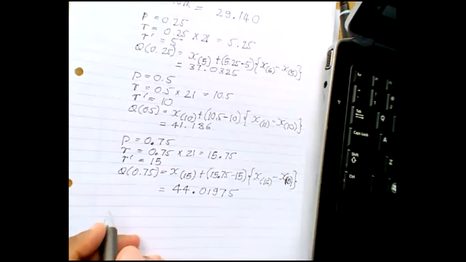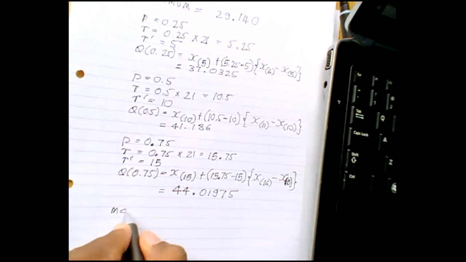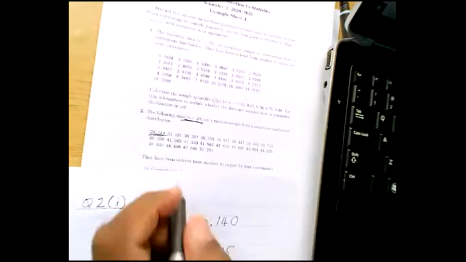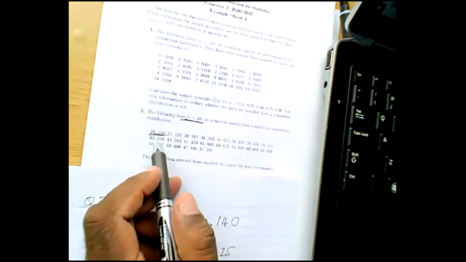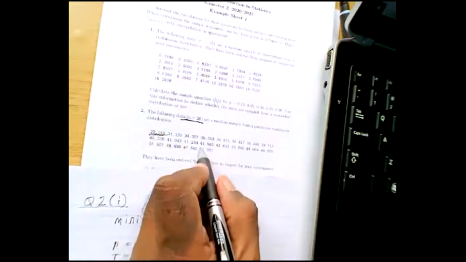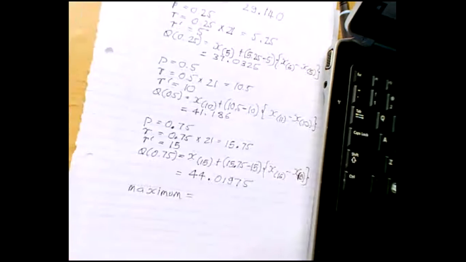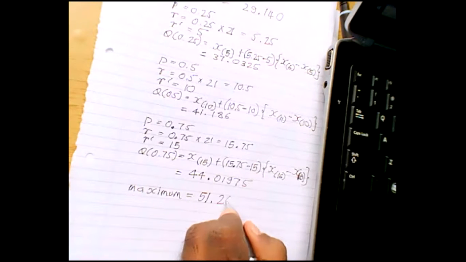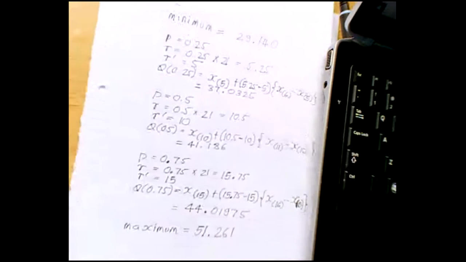And the final number is the maximum, or the largest data point in the data. So if you go back to the data, since this is arranged from the smallest to the largest, the largest data point is this one, right? So the maximum is 51.261.